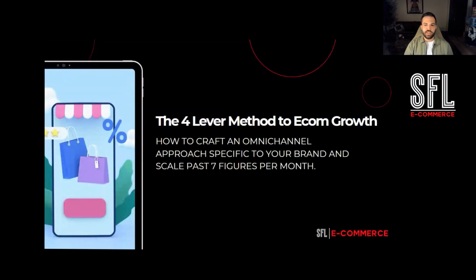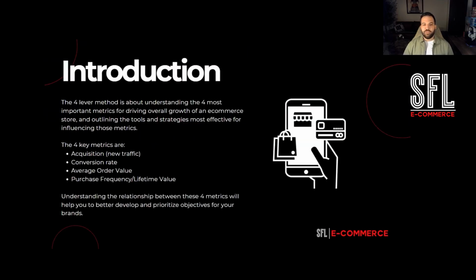So again, the four-lever method to e-com growth: how to approach an omni-channel marketing strategy specific to your brand and scale past 7 figures per month. The four-lever method is about understanding the 4 most important metrics for driving overall growth of an e-commerce store and outlining the tools and strategies most effective for influencing those metrics. So the 4 key metrics are acquisition or new traffic, conversion rate, average order value, and purchase frequency, which is a direct correlation to lifetime value. Understanding the relationship between these 4 metrics will help you better develop and prioritize objectives for your brand.